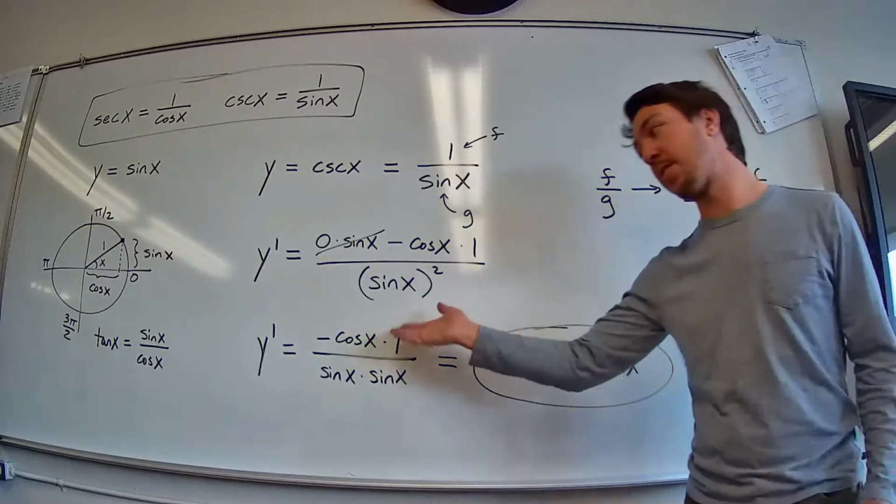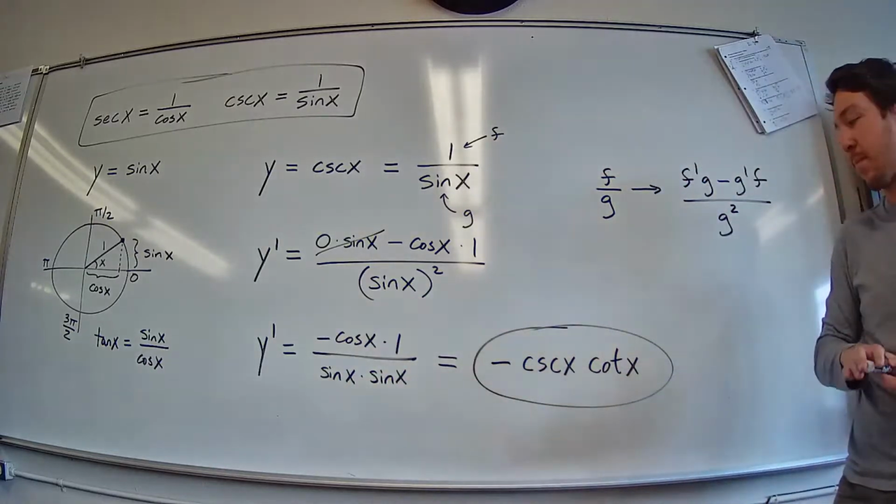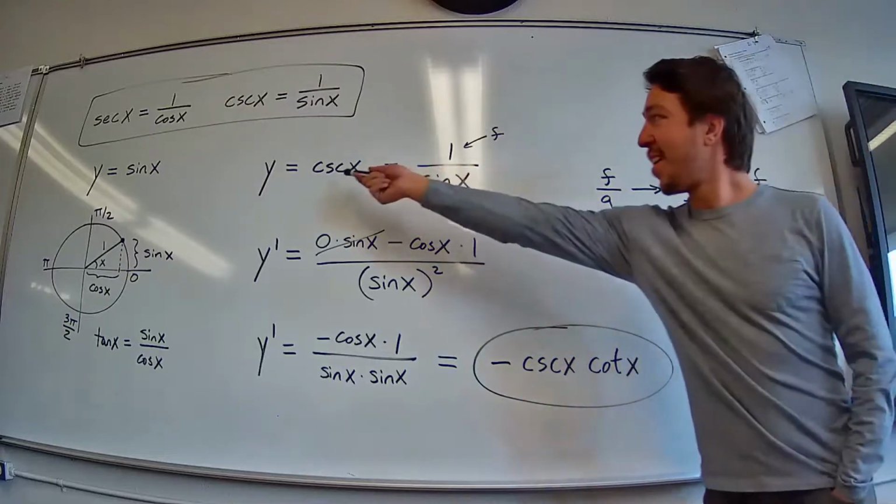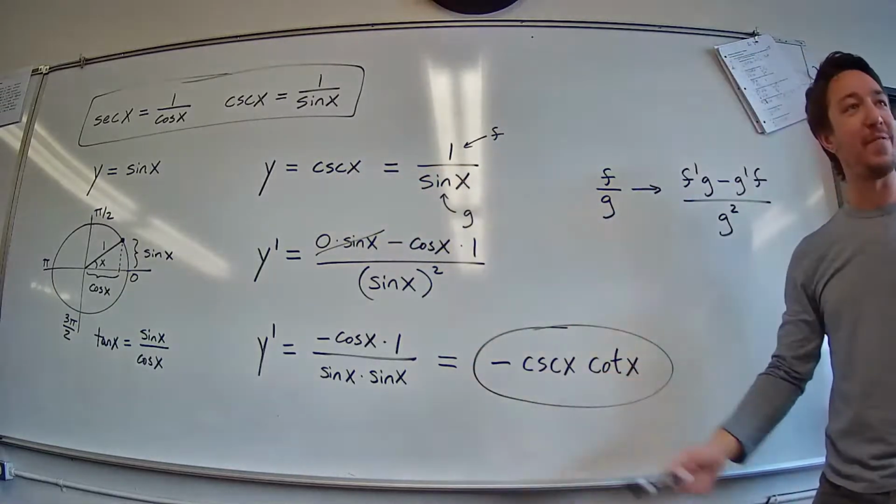Not that it's wrong to say negative cosine x over sine squared of x, that is equivalent, but they just like to write it like that. Which is weird though, because look, he's showing up in his own derivative.